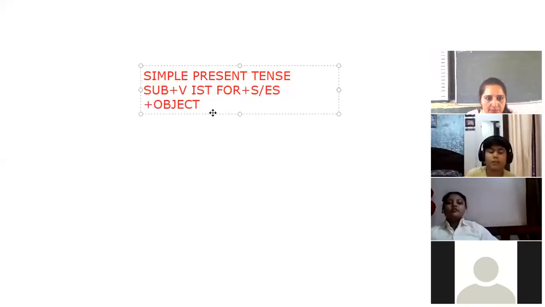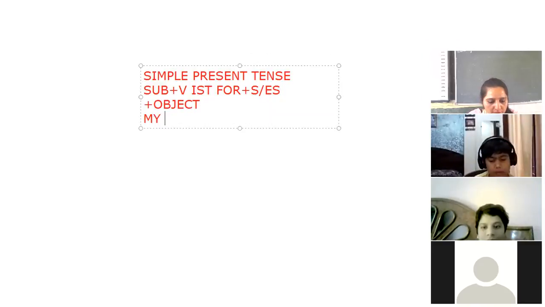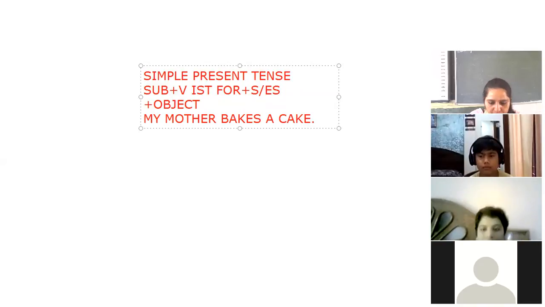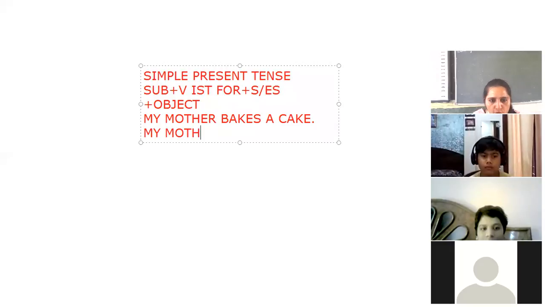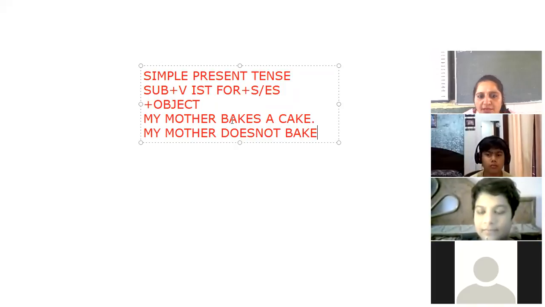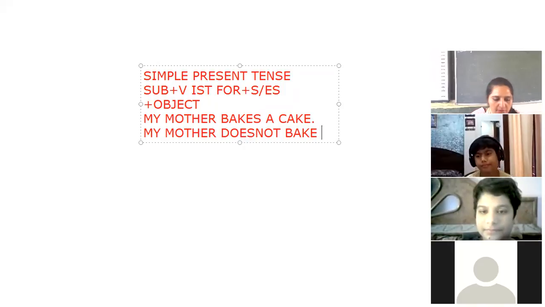My mother bakes a cake. I told you about negative and interrogative also. For negative, what are we going to do? My mother does not bake a cake. Do or does will come. Does will come with singular and do will come with plural, and with I and you also, because they are exceptions. When we are using does, we will not use S. We will remove that S.